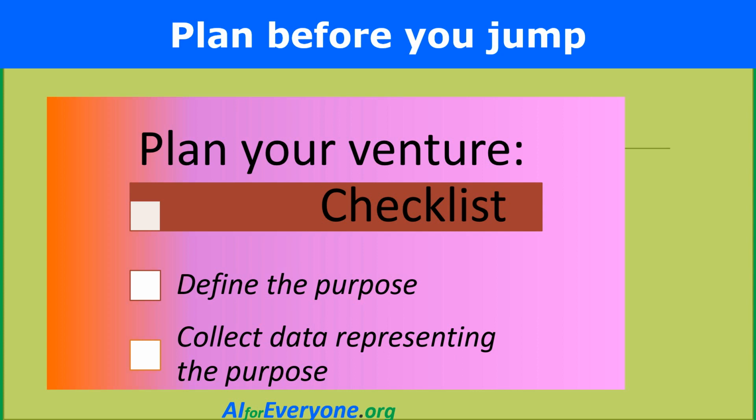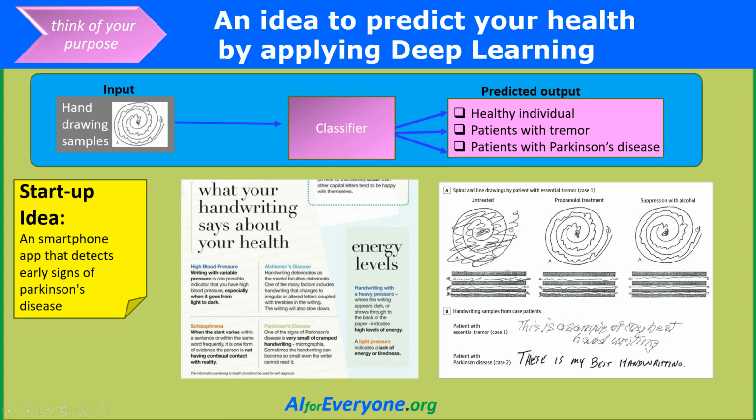The first step is to define the purpose. And as you define the purpose, we need to plan if we can collect data representing the world that we want to define. For example, an app idea to predict your health using your handwriting. Handwriting reveals a lot.